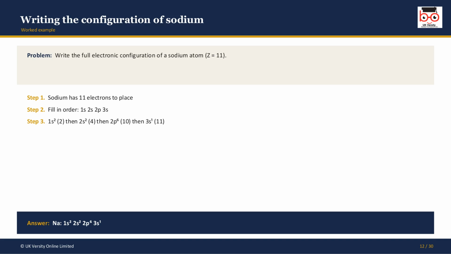Let's write out sodium's configuration. Sodium has an atomic number of 11, so 11 electrons to place. We fill in order: 1s, 2s, 2p, then 3s. So 1s2 takes us to 2 electrons, 2s2 takes us to 4, 2p6 brings us to 10, and the last electron goes into 3s, giving 3s1. Putting it together, sodium is 1s2, 2s2, 2p6, 3s1.